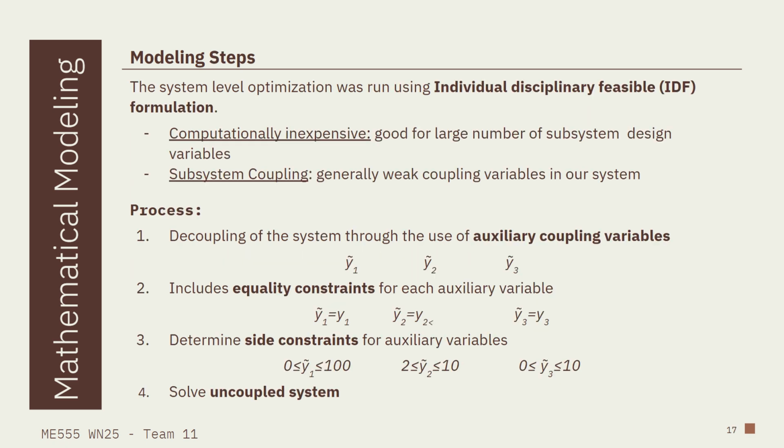Our strategy involved using an individual disciplinary feasible, or IDF, formulation. This method is computationally inexpensive compared to other formulations and is compatible with both weak and strong subsystem coupling. Following this formulation, we decoupled our subsystems using individual auxiliary coupling variables with equality constraints. Side constraints were added for both feasibility and to reduce complexity in the genetic algorithm populations. This system could then be solved by iterating through subsystem and then system-level optimization.